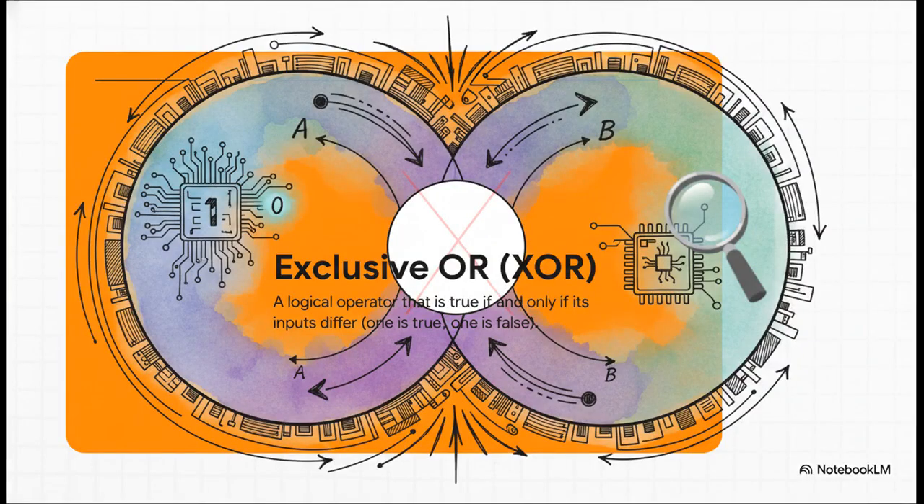And if you're a visual person, here's a great way to picture it. XOR is everything in circle A and everything in circle B, but it strictly excludes that part in the middle where they overlap. So again, it's A or B, but absolutely never A and B at the same time.